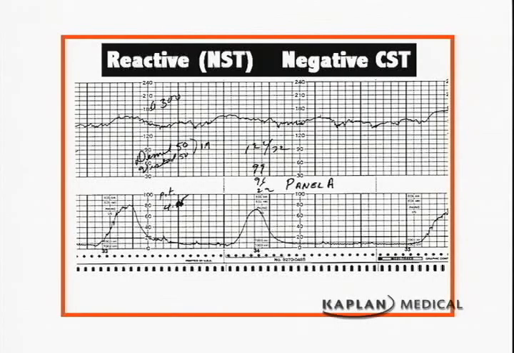Here we have a fetal monitor tracing, and here are the contractions, 1, 2, and 3. Let me draw you a line that shows the baseline heart rate. We see here there's an acceleration, here's an acceleration, here's an acceleration. So this is a reactive NST. Are there any late decelerations? No. So this is a negative CST. Reactive NST, negative CST. Often we will shorten that and say reactive, negative CST.